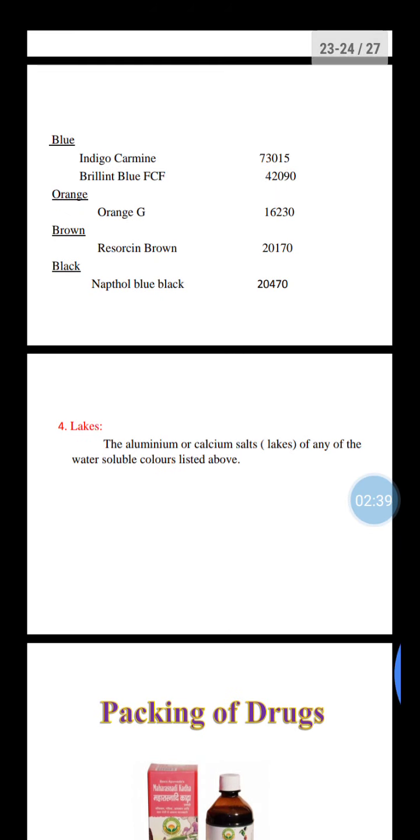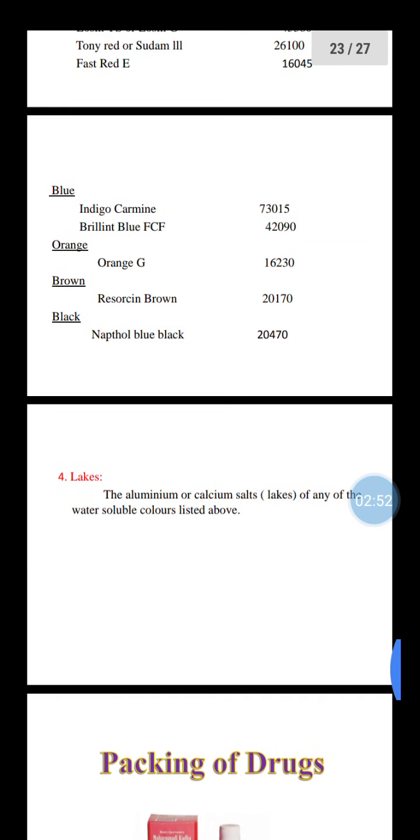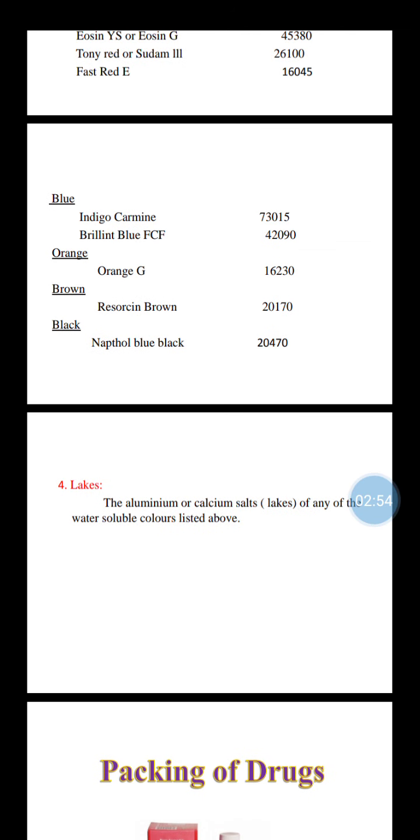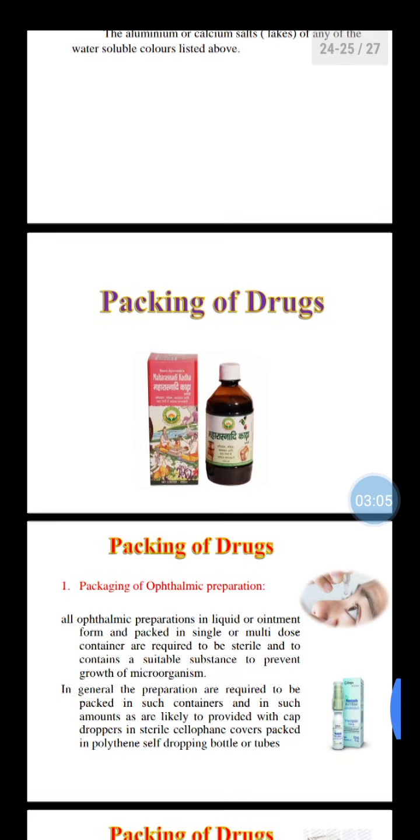Then, what are lakes? The aluminum or calcium salt of any of the water soluble colors listed above is known as a lake. These colors are used as the aluminum or calcium salt of any of the water soluble colors in formulation. Then the next point is the packing of drugs.